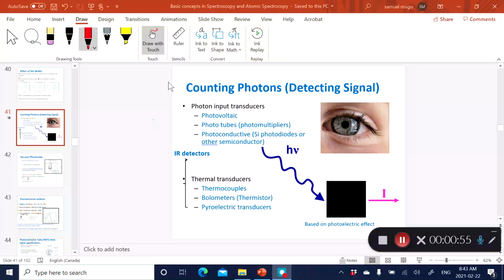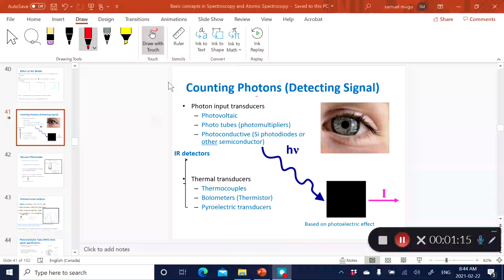And of course, they share very similar types of components. And I think we talked about the light sources before. We also talked about different types of components of monochromators. And today, we're going to talk about different types of detectors.